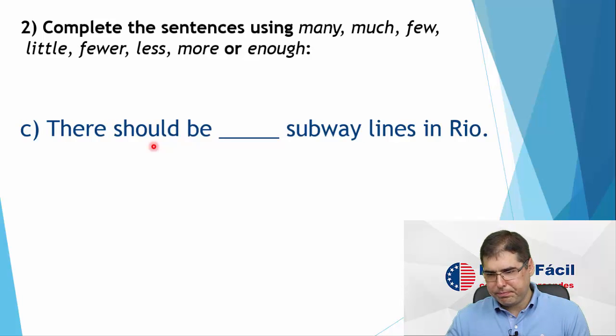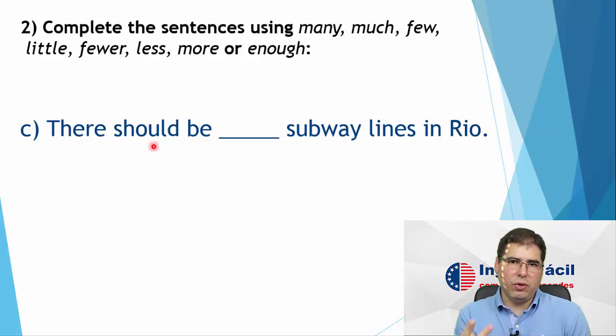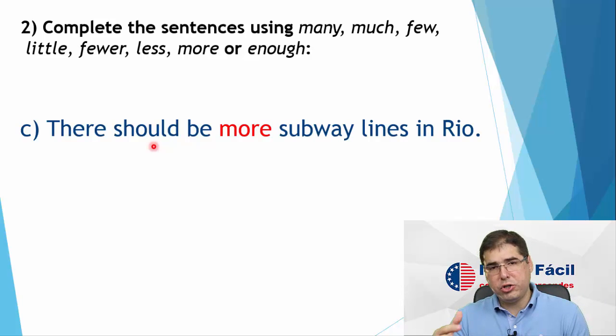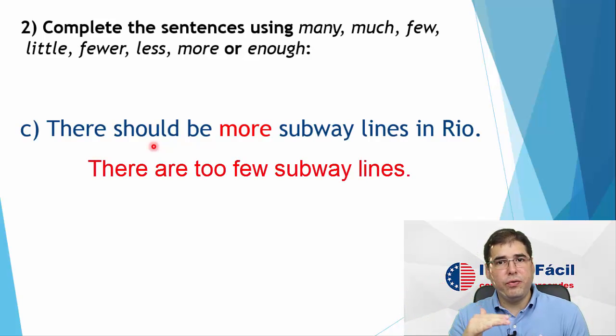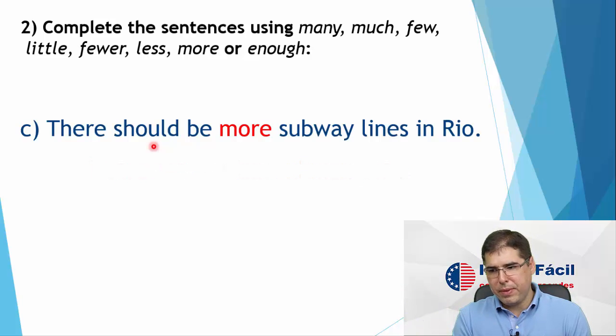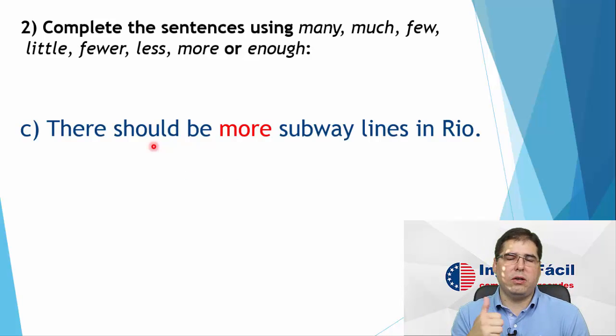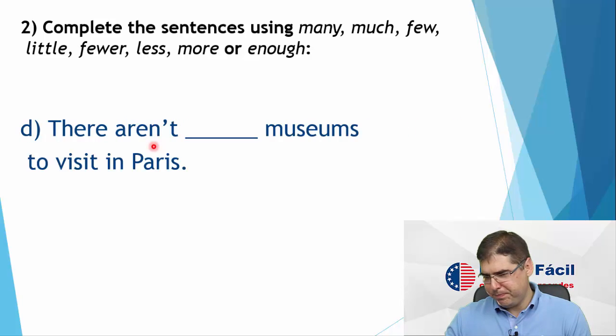Letter C. There should be subway lines in Rio. So subway lines is something I can count, right? 1 line, 2 lines, 1 subway line, 2 subway lines. So there should be more, right? There should be more. There are too few subway lines. There should be more subway lines in Rio, okay? So remember, more I can use both with count nouns and non-count nouns, okay?